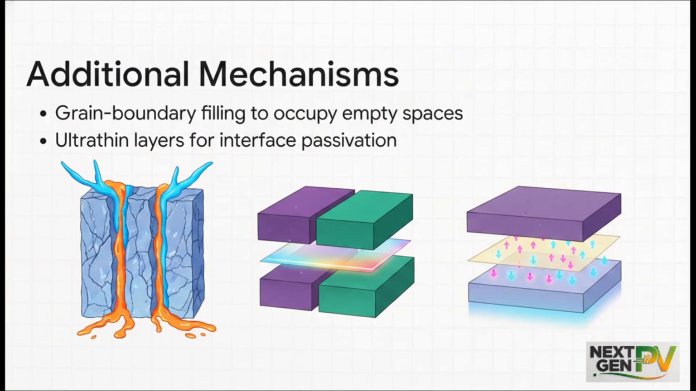And there are even more tactics in this microscopic toolkit. We use polymers for grain boundary filling to occupy empty spaces and prevent moisture penetration deep inside the film. We use ultra-thin inorganic layers for interface passivation to smooth out the boundaries between materials. And fascinatingly, we use electrostatic passivation. Certain molecules in self-assembled monolayers, or SAMs, have permanent dipoles. Just by being there, their electric fields shift the local vacuum level, perfectly aligning the energy levels of the different materials so electrons can glide right out of the solar cell with zero resistance.